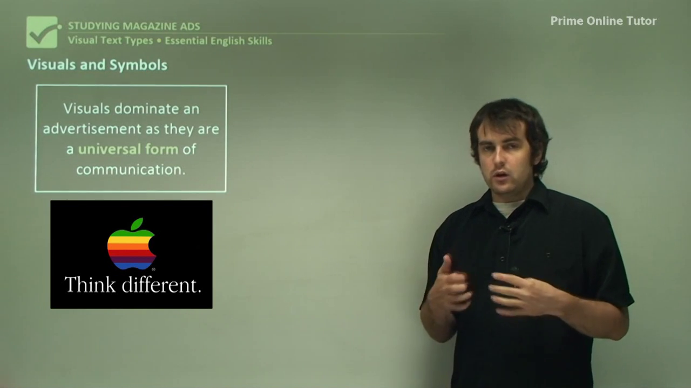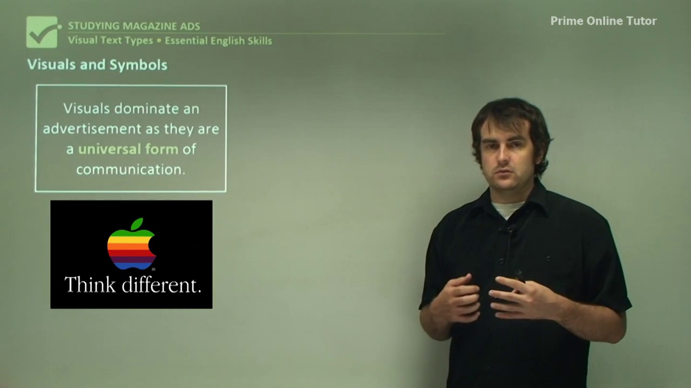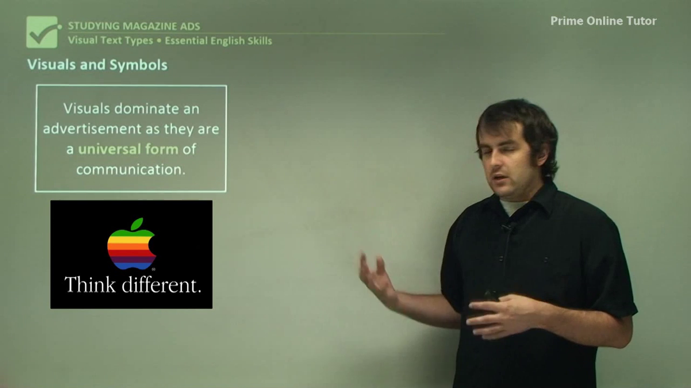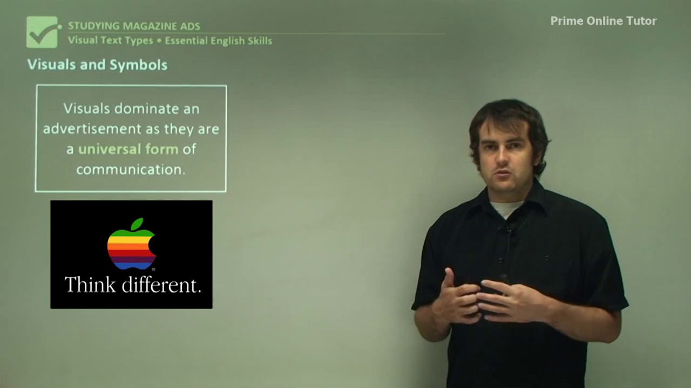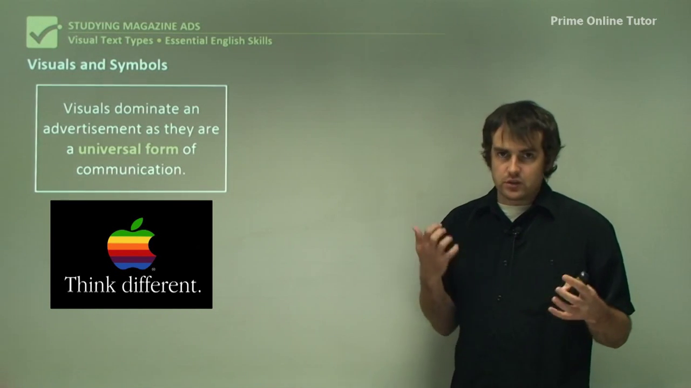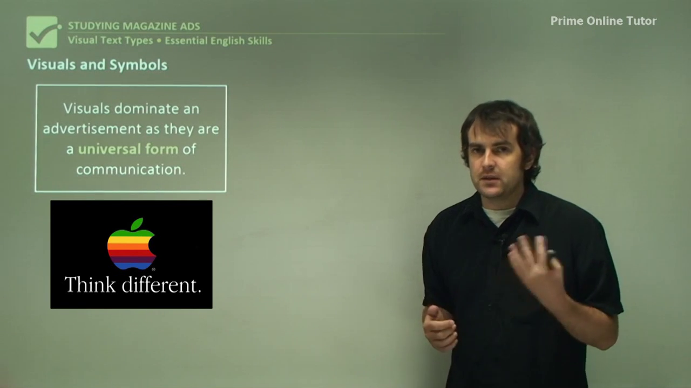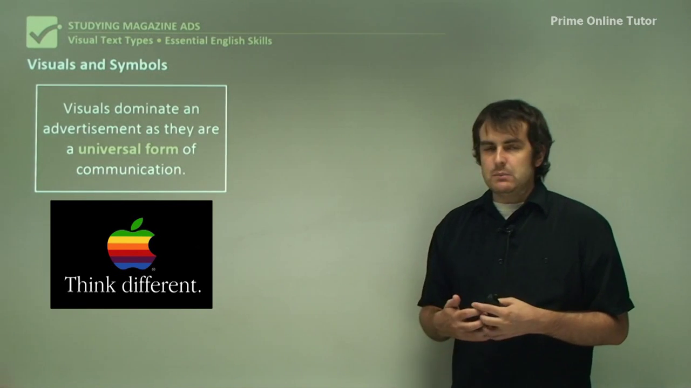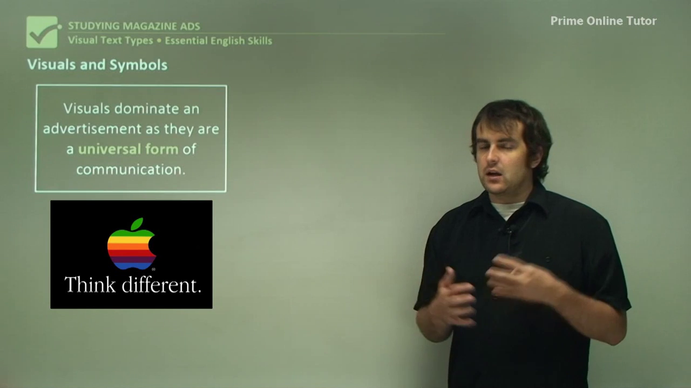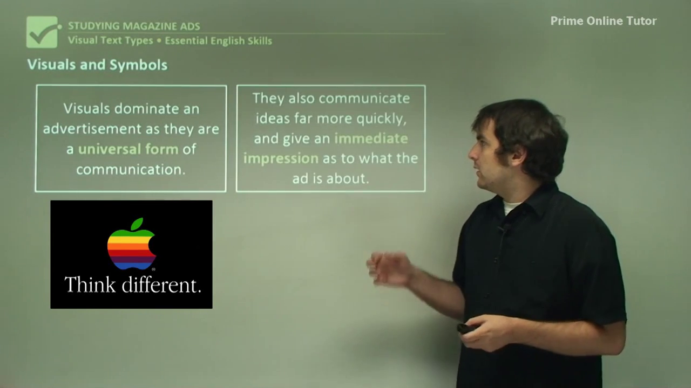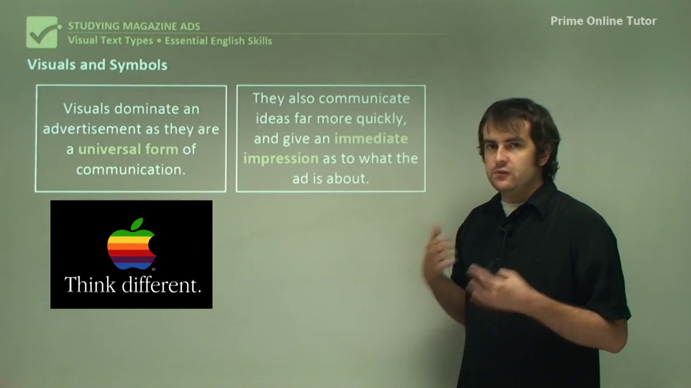As in, there's no word that's different for a visual. So when you get to the language, there's only going to be a certain group of people who can understand your ad. Usually they are the target market, usually they're people who speak that language. But any image is something that's universal and something that can apply to anyone. All right, and they also communicate ideas far more quickly.